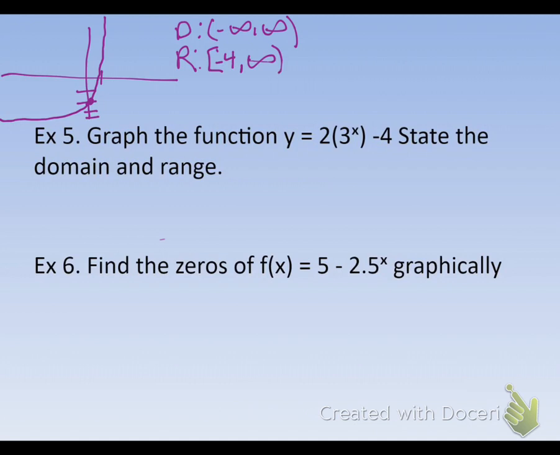Wouldn't -4 be a parenthesis? That's what I originally thought, and that's what I have on my notes. What am I not seeing? So yes, they have that asymptote here at -4.